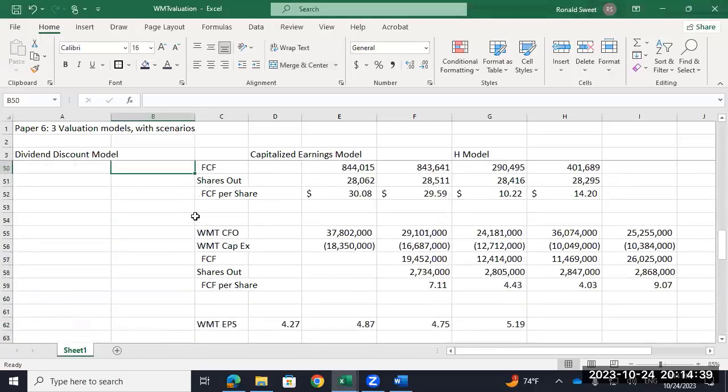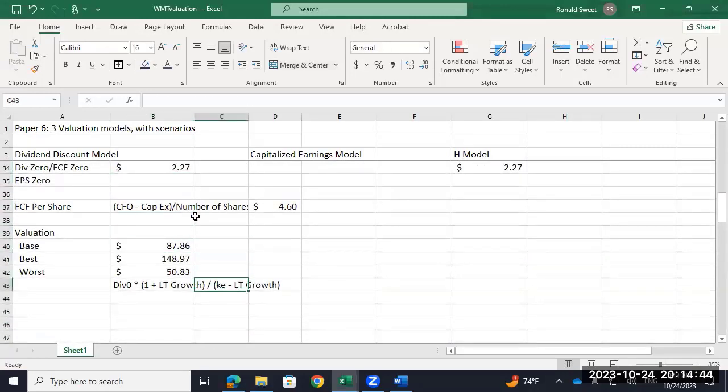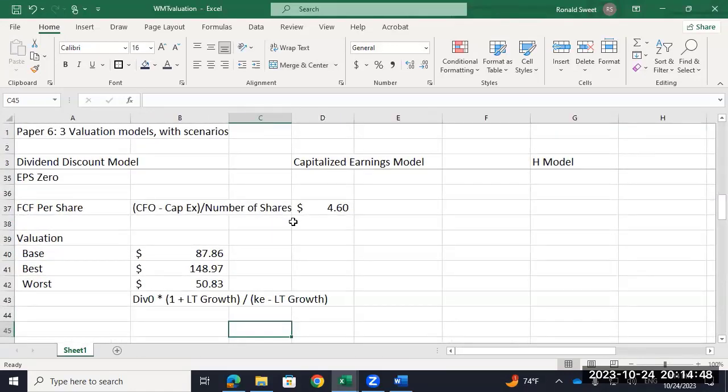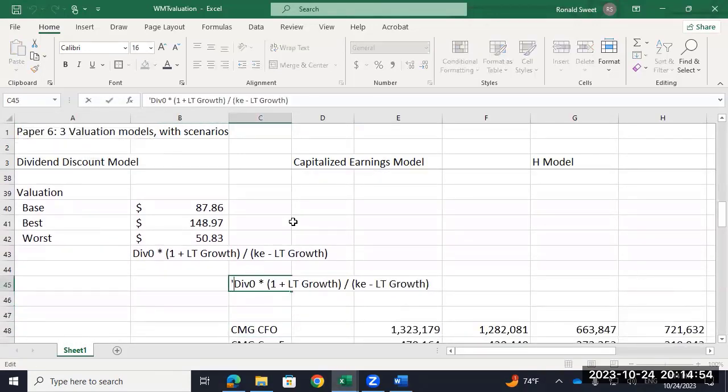Now the H model, similar type of thing. But the H model formula, you remember that one, Dante? You start with the same formula, right? And you're just going to add something to it. So you start with the dividend discount model. Do you remember that section we had? Well, what comes before the H? Close.